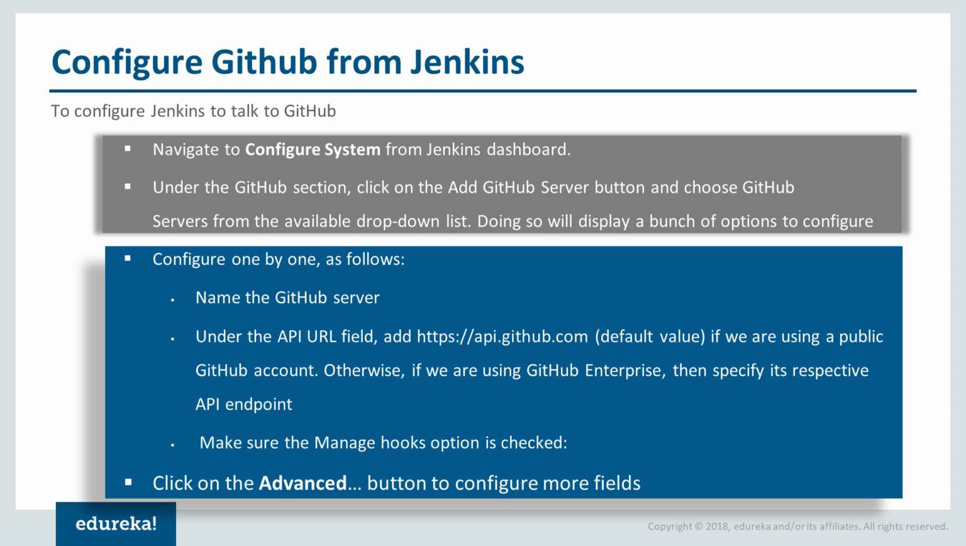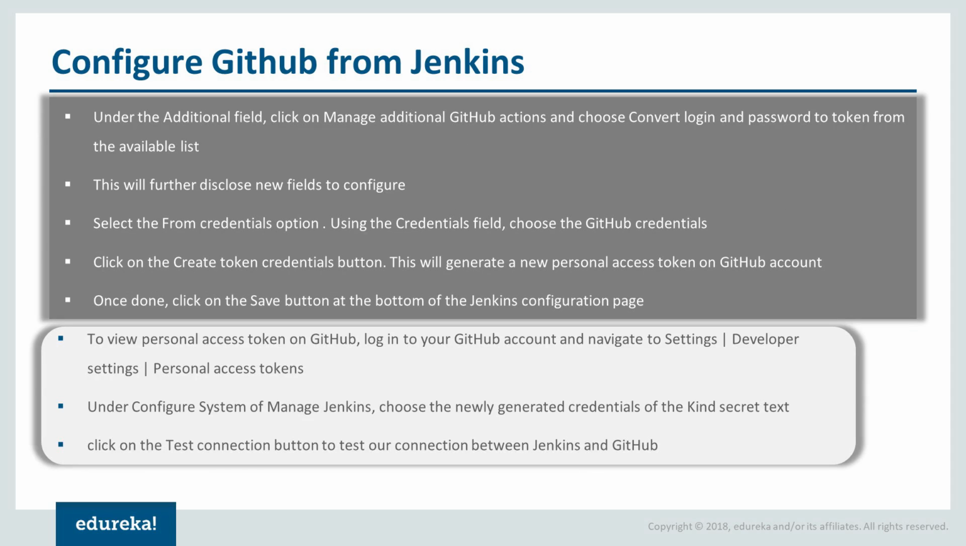And one important thing, you need to make sure that the manage hooks option is checked. Once that is done, you need to click on advanced. Under the additional field, you need to click on manage additional GitHub sections and choose convert login and password to token from the available list.